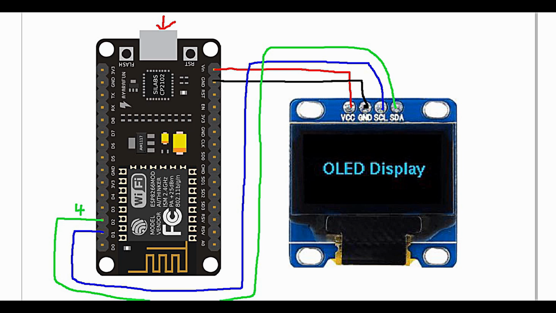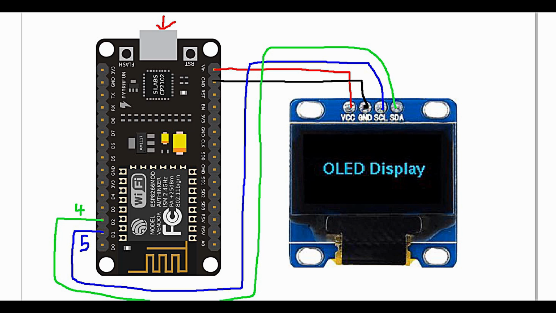This D2 is nothing but GPIO4 in the script, and this D1 is nothing but GPIO5 as per the internal naming of the GPIO pins. So we will be using this internal naming, 4 and 5, in our Python script for configuring the I2C protocol. But the external naming for GPIO 4 and 5 is D2 and D1. So externally we will be making this connection as D1, D2, and internally in our program we will be using the names GPIO 4 and 5 for D2 and D1.